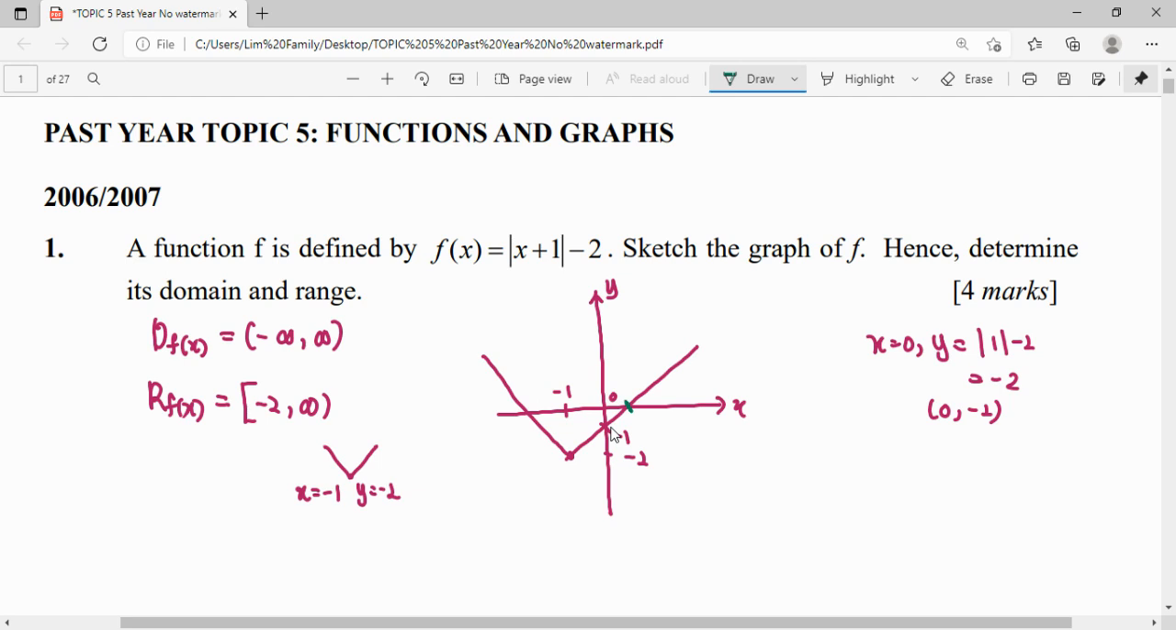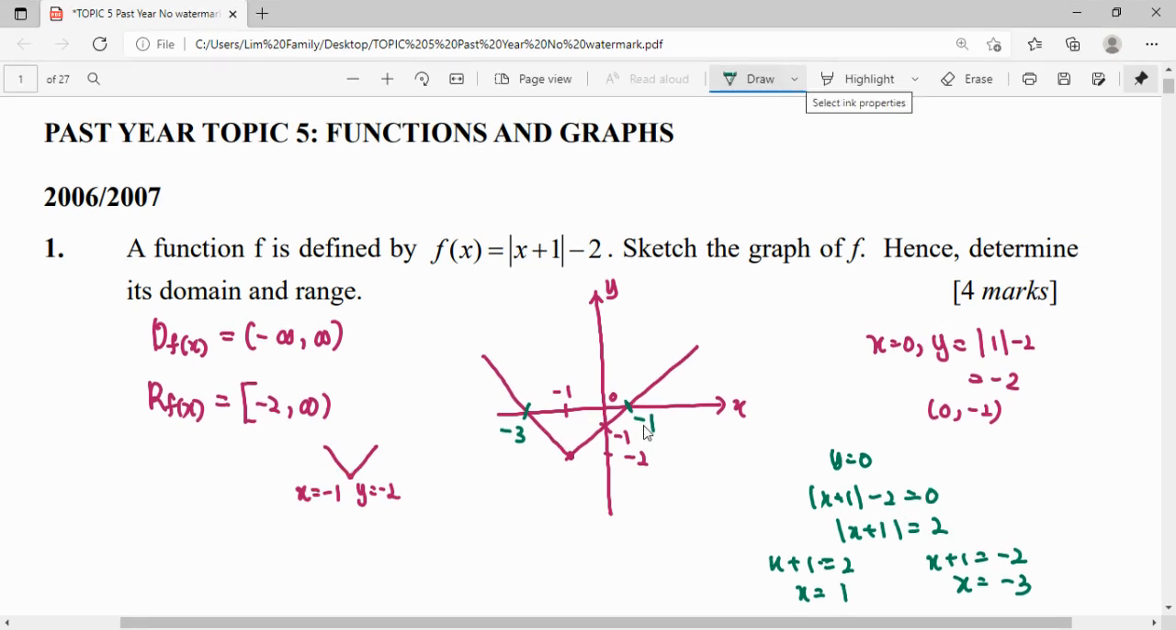And then we still have another intersection we can find here, where x intersection. When y equals to 0, we manage to find our x-intercept. So that means modulus x plus 1 minus 2 will equal to 0. Modulus x plus 1 will equal to 2. Then when we open our modulus, we have two answers. One is positive 2, one is negative 2. So our x here, minus 1, we get 1. This one, minus 1, we get negative 3. So we have y-intercept negative 2, x-intercept negative 3, and another at positive 1.